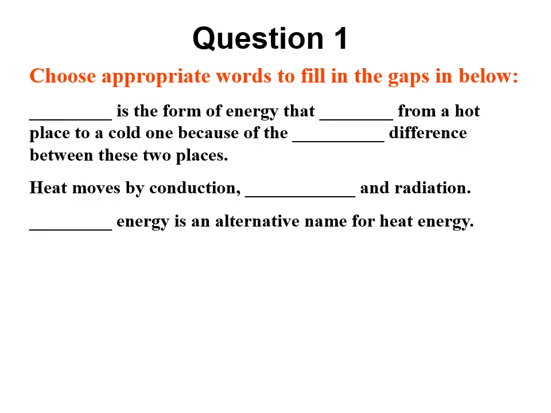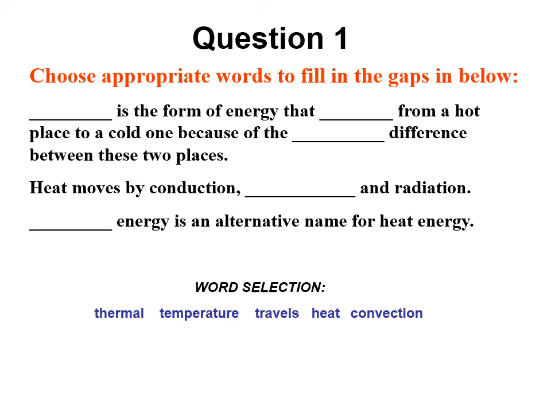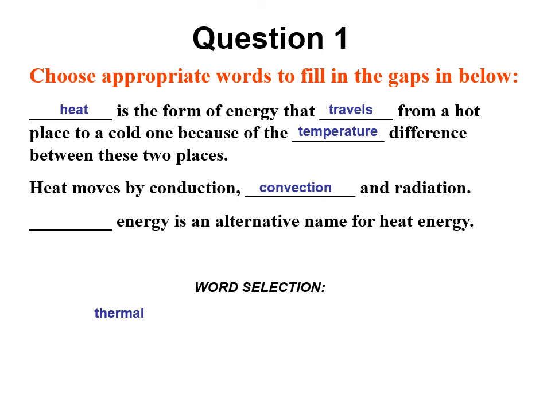Okay, so just to finish off, pause the video and try to fill in the gaps. Heat is the form of energy that travels from hot places to cold ones because of the temperature difference between the two places, and heat moves by conduction, convection, and radiation, and thermal energy is an alternative name for heat energy. And that summarizes all you need to know for thermal heat energy transfer.